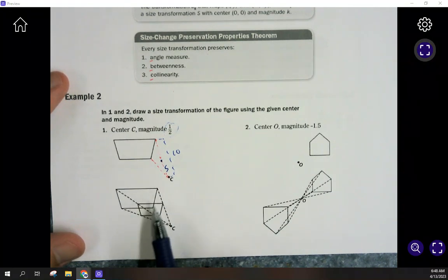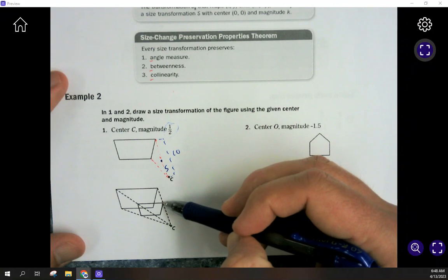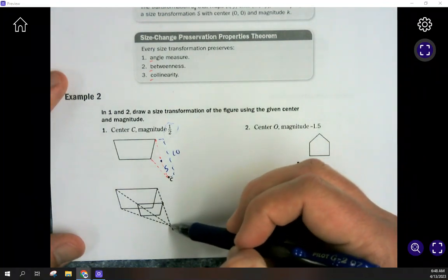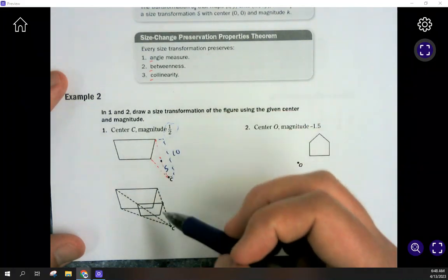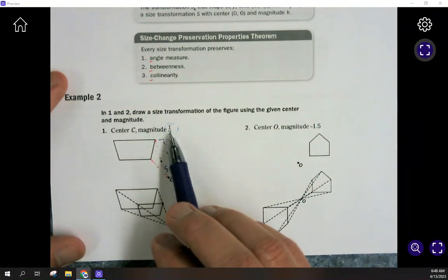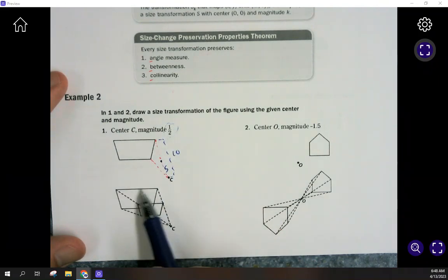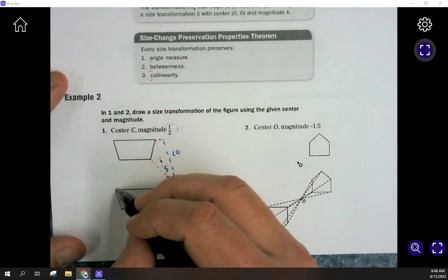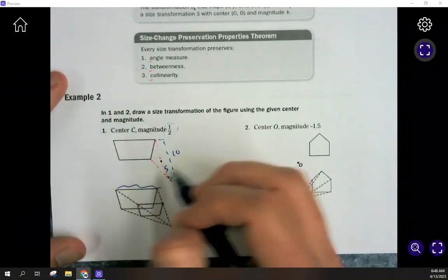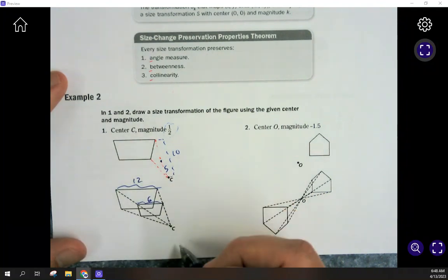So you can see that done right here. If this distance was 10, I put the new vertex half that distance, or whatever this number is. If it's a bigger number, then it would get farther away and get larger. And so all of these side lengths now will still be in that same proportion, that same ratio of 1/2. So whatever the top was here, let's call it 12. Then the new top right here would be 6.